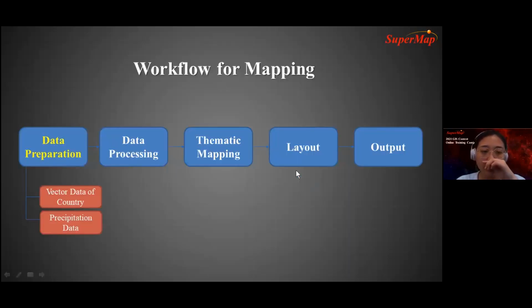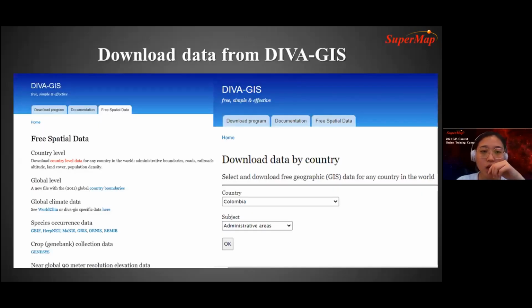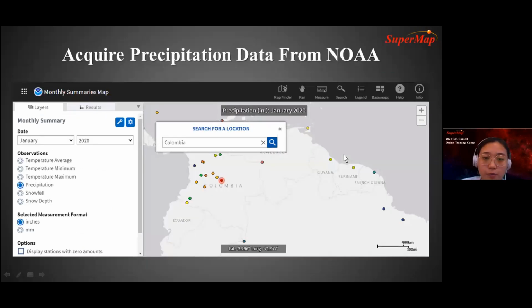For the data preparation, we need to get the vector data of the country and the precipitation data. The boundary of the country I get is from the DIVA-GIS website, and you can get free spatial data from this website and select the country you want. And for the subject, I choose the administrative areas, and then you can download the spatial data you need.